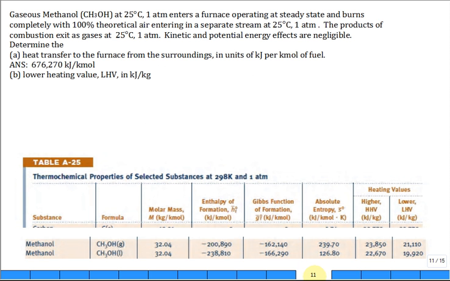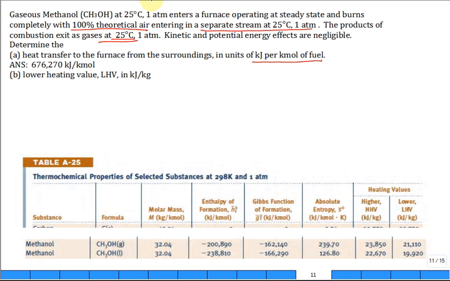Take a look at this problem. We have gaseous methanol at 25 C and 1 atm. It enters a furnace operating at steady state and burns completely with 100% theoretical air, entering in a separate airstream. The products exit at 25 C, so it comes in at 25, leaves at 25. Kinetic and potential energy effects are negligible. Determine the heat transfer to the furnace from the surroundings in units of kilojoules per kilomole of fuel.